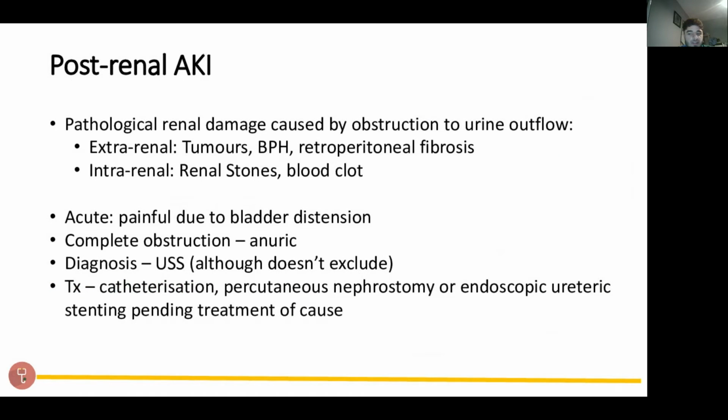Right. Then the other third main classification of AKI are post-renal AKIs. And these are effectively where you get obstruction to the urinary tract, and these can be through extrarenal or intrarenal causes. Extrarenal typically are more common, so things like BPH, tumors, retroperitoneal fibrosis, whilst intrarenal can be things like renal stones and blood clots.